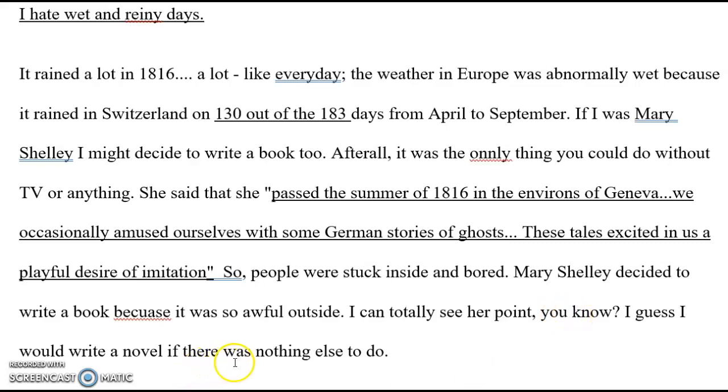So, whenever she says, "I can totally see your point, I guess I would write a novel too," there's another issue here. It's not in first person. Whenever you're writing an essay, you want to make sure that it's not in first person, especially if it's an argumentative essay. So those are just a few glaring issues with this one, but if you want to pause and look at it and see if you can find any more, I definitely recommend it, but we're going to move on to the conclusion.